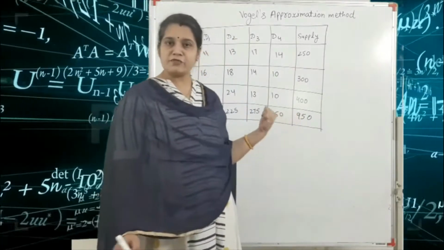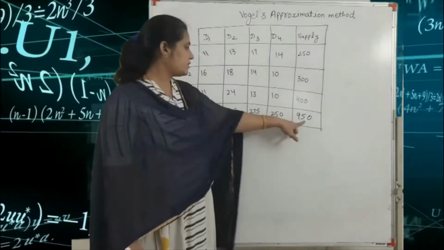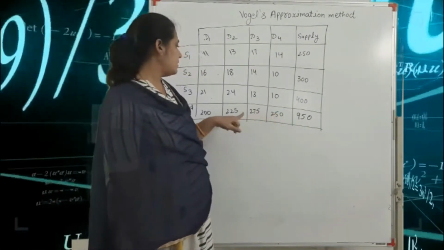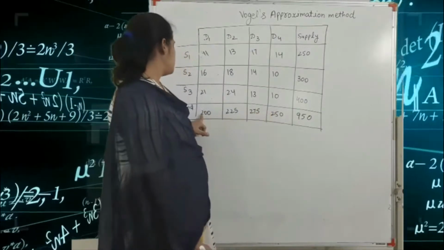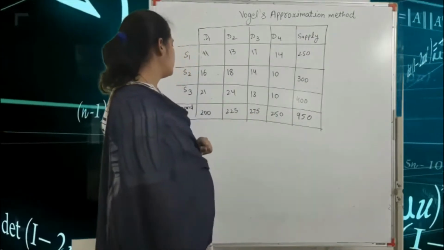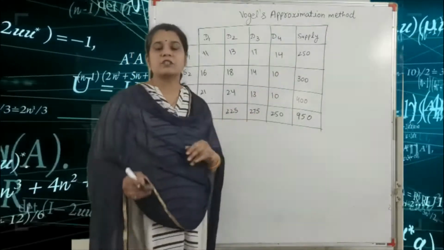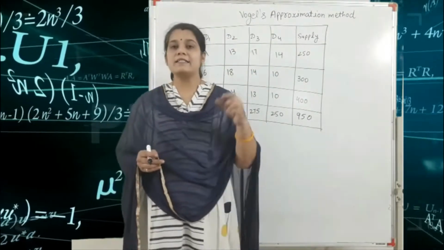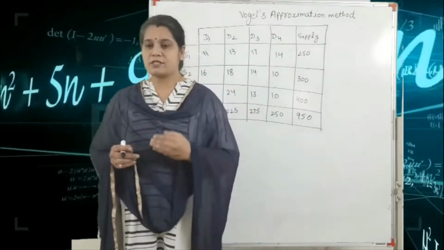Next we check the total demand. Got it? Here the total demand is also 950. So the total supply and total demand are both 950. That means this is a balanced transportation problem. So let's start Vogel's approximation method.